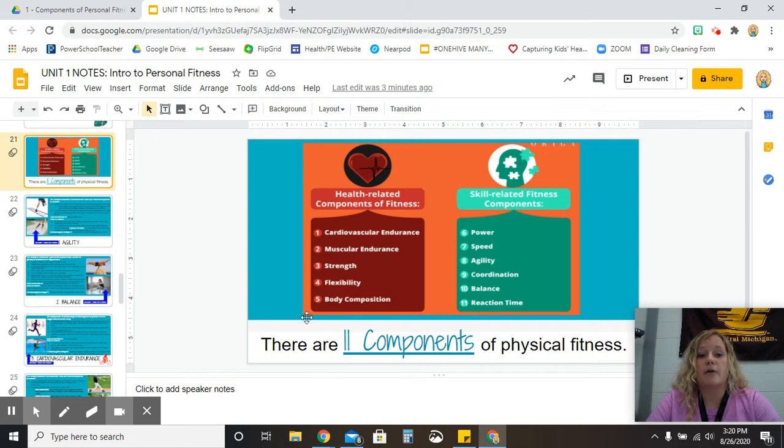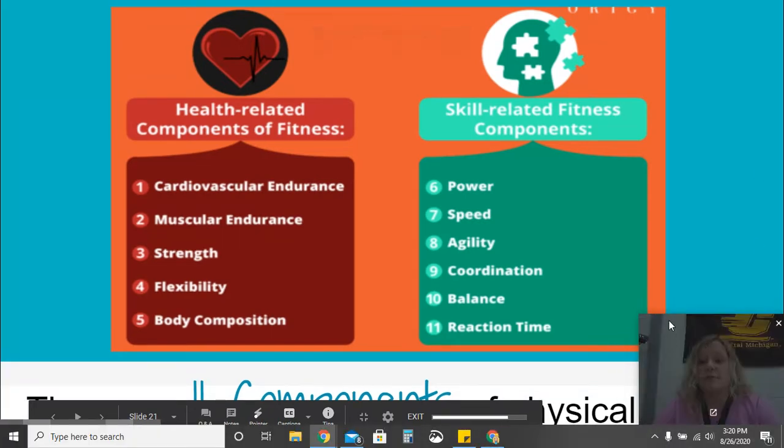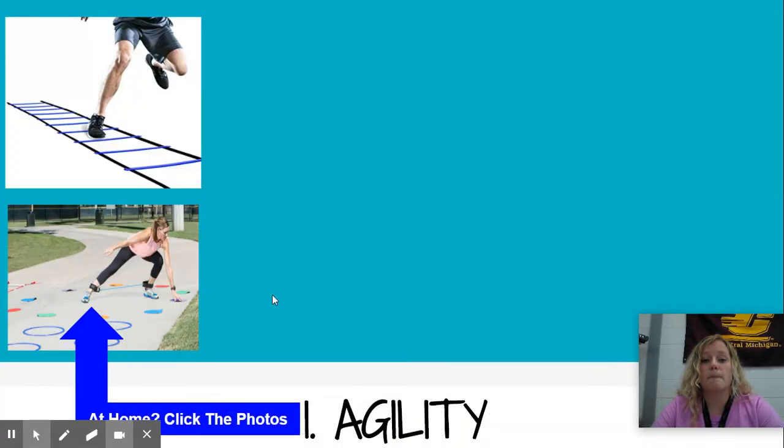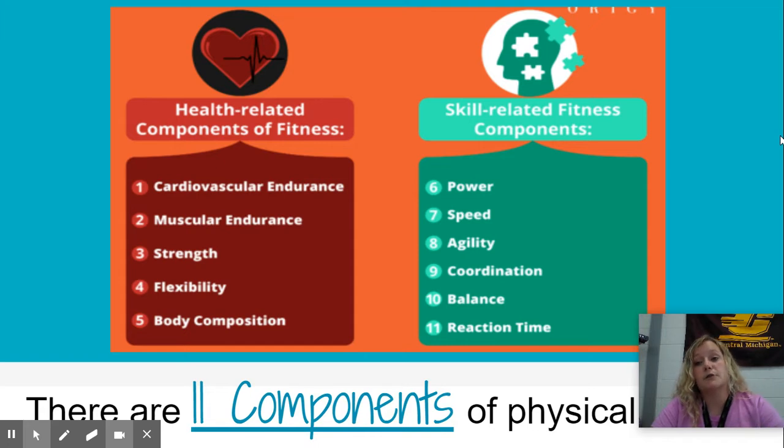All right, we are going to jump in today by talking about the 11 components of physical fitness. So there are 11 components of physical fitness. They are broken down into two categories: health-related components of fitness and skill-related fitness components. So in the health-related components of fitness, we have cardiovascular endurance, muscular endurance, strength, flexibility, and body composition. And then in the skill-related fitness components, we have power, speed, agility, coordination, balance, and reaction time.